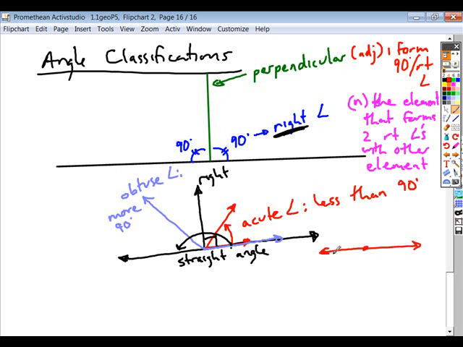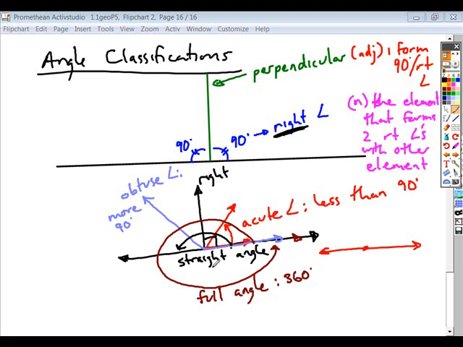There's a couple other types of angles just to be aware of. We're not going to deal with them too much here. But if you take this initial side of your angle and you rotate it all the way back onto itself so that the initial and terminal side are the exact same ray, then you have what's called a full angle. And what rotation would a full angle be? 360 degrees. And so again, a straight angle is 180, a right angle 90.